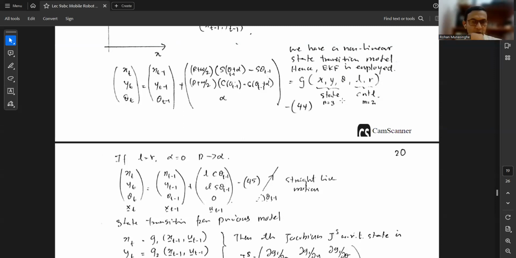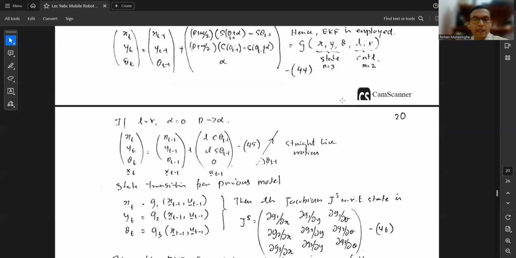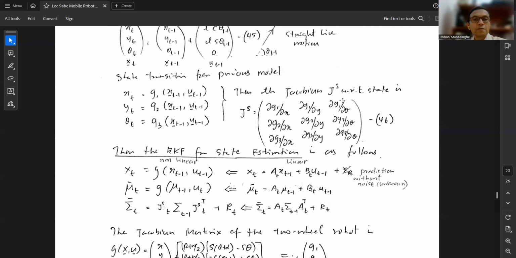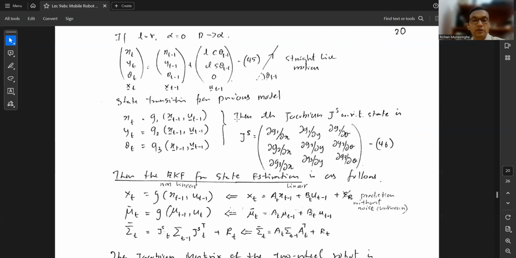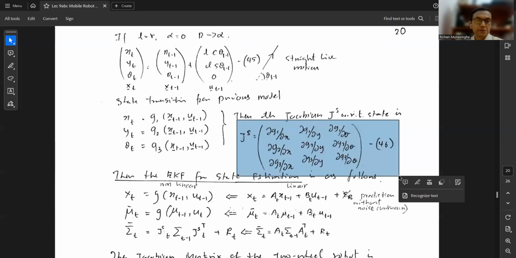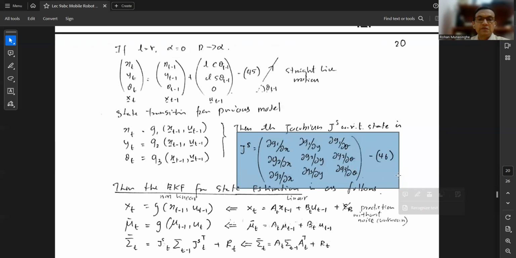When we deal with nonlinear plants, we need the Jacobian to tell us the rate of change of the variables with respect to each and every dependent variable, the state variables and control variables, and then estimate the future position. So therefore, we're going to find out this matrix now, equation 46. This is the straight Jacobian.